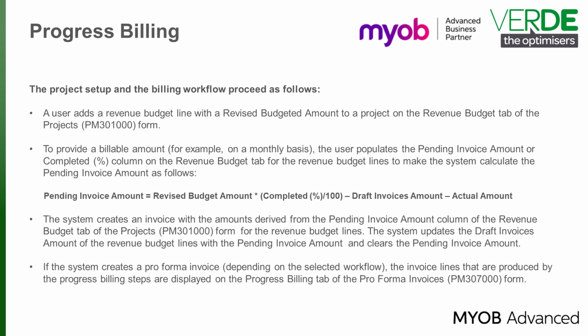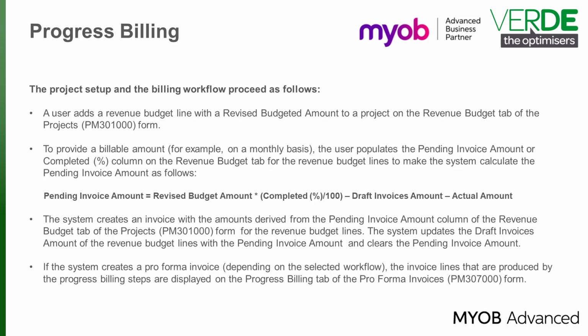A user adds a revenue budget line with a revised budget amount to a project on the Revenue Budget tab of the project's form. To provide a billable amount, for example on a monthly basis, the user populates the Pending Invoice Amount or completed percentage column on the Revenue Budget tab for the revenue budget lines to make the system calculate the pending invoice amount as follows. Pending invoice amount equals revised budget amount times completed percentage minus the draft invoices amount minus the actual amount.